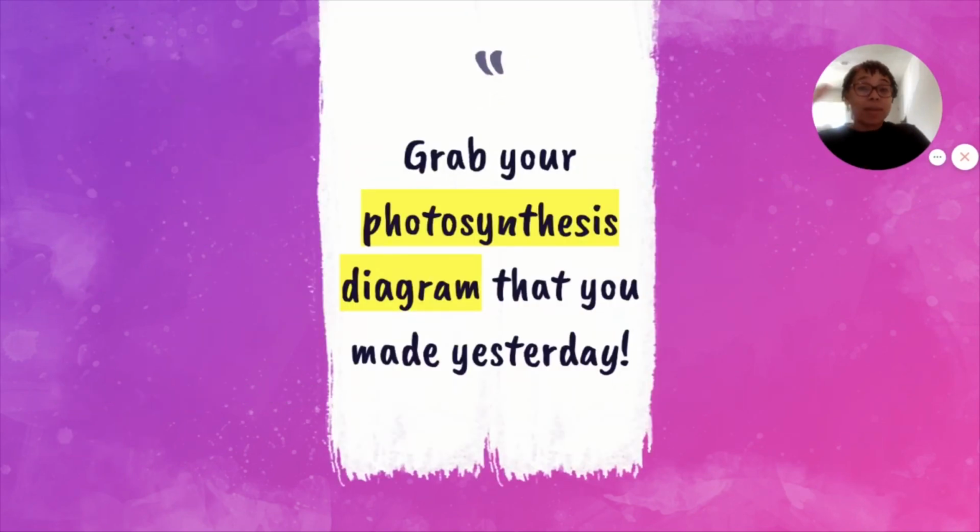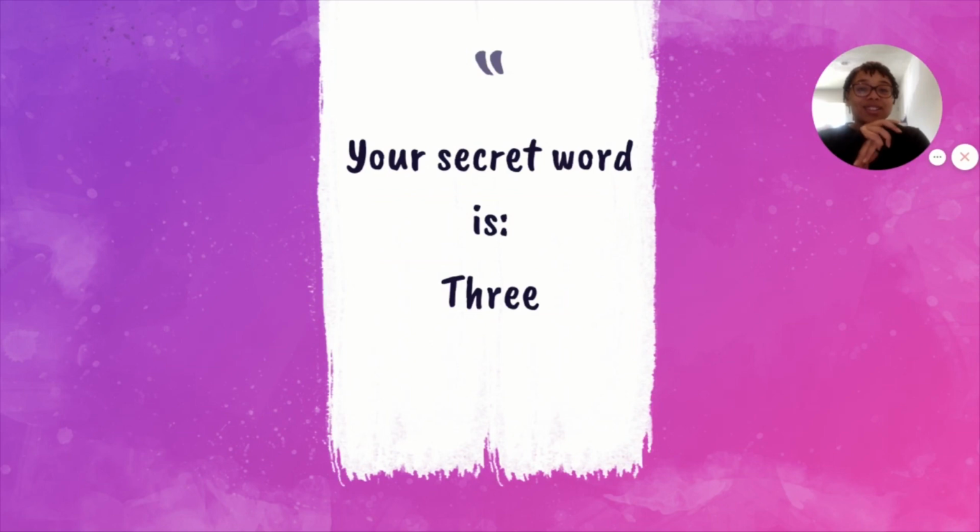Grab your photosynthesis diagram that you made yesterday. You're going to need it. And before I forget, your secret word for today is 3 because we're talking about the big three of photosynthesis. So, of course, our secret word is going to be 3. All right, now that you've got your photosynthesis diagram and a pencil, I got something to show you.